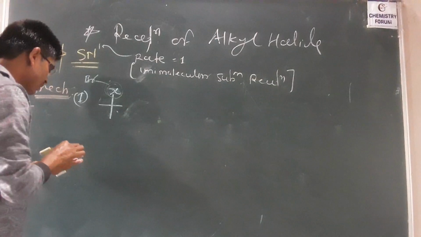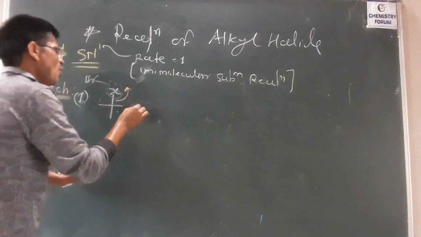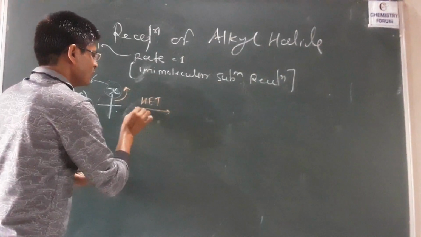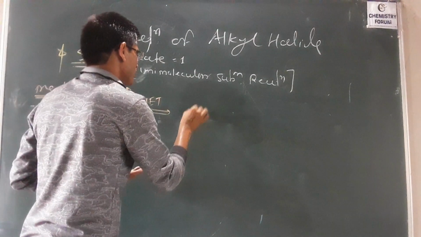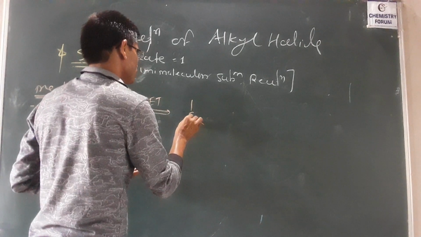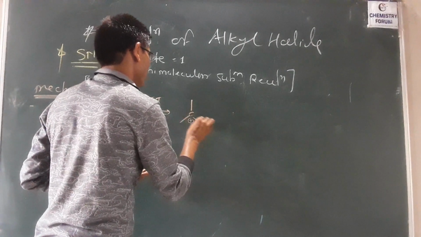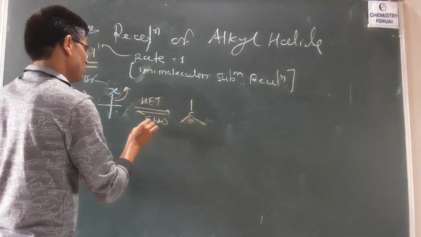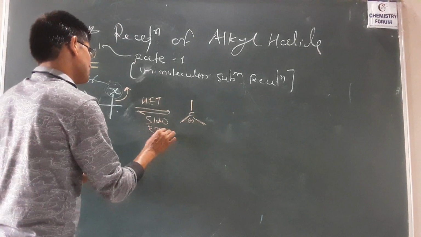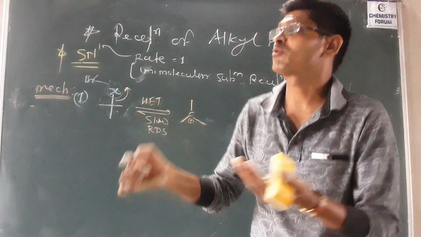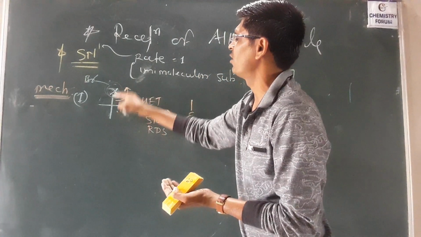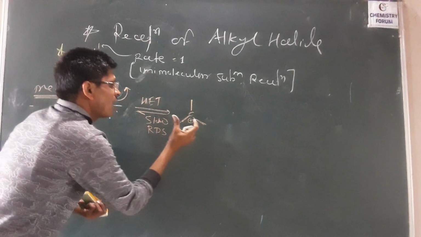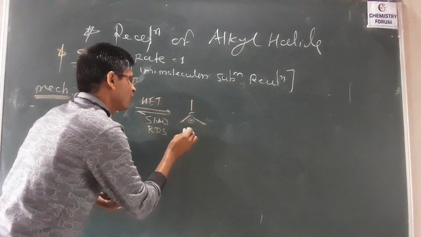In the mechanism, the carbon halogen bond is broken heterolytically. This is the slow step, the rate determining step, which takes place first. It is the formation of a carbocation, by cleavage of the bond between carbon and halogen.